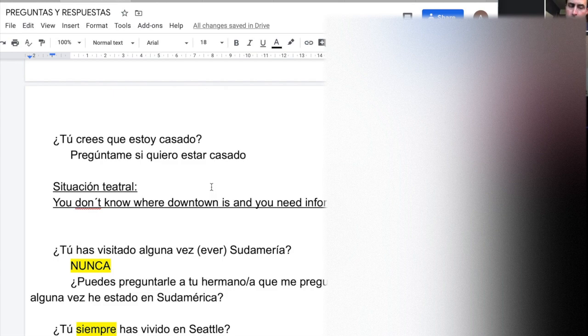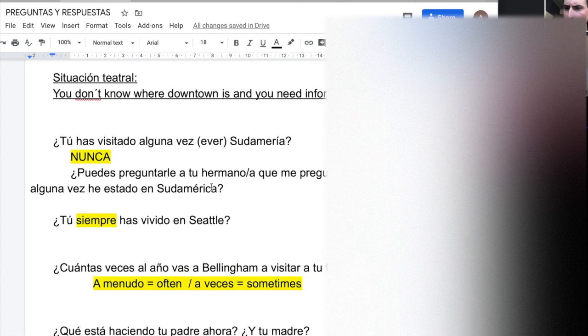The salmon. Salmon. Salmón. Ah, muy bueno.